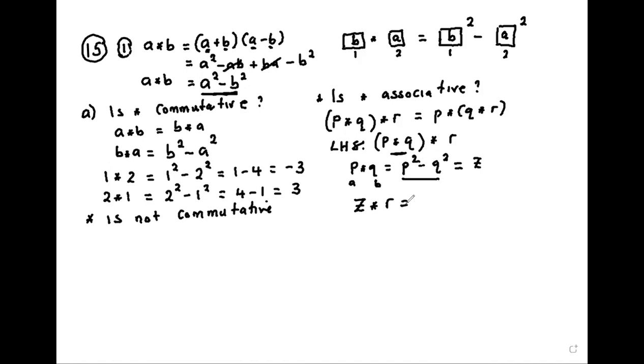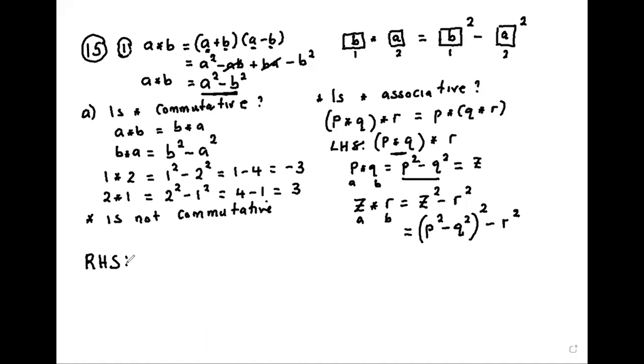So we can say this is our A now, this is our B. So we have Z squared minus R squared. But where did we find the Z? Well, the Z was P squared minus Q squared. So now we substitute. We have (P squared minus Q squared), this is our Z, but then it must be squared, minus R squared. We have found the left-hand side. We leave it there.